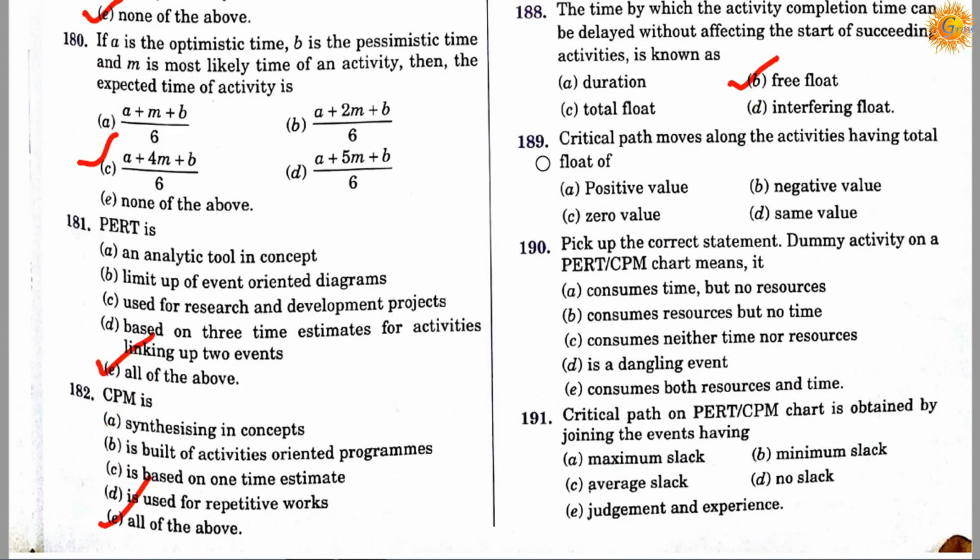Question number 189. The critical path moves along the activities having a total float of: option A, positive value; option B, negative value; option C, 0 value; option D, the same value.